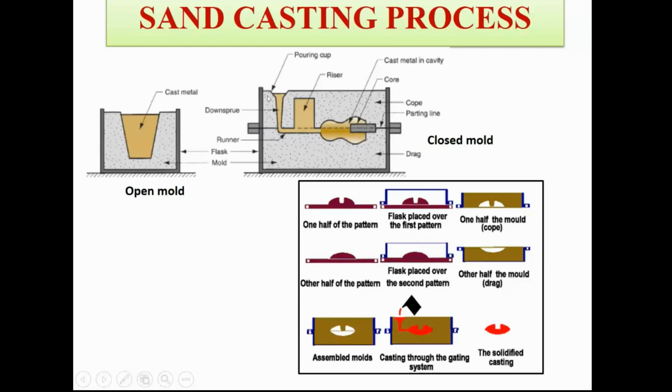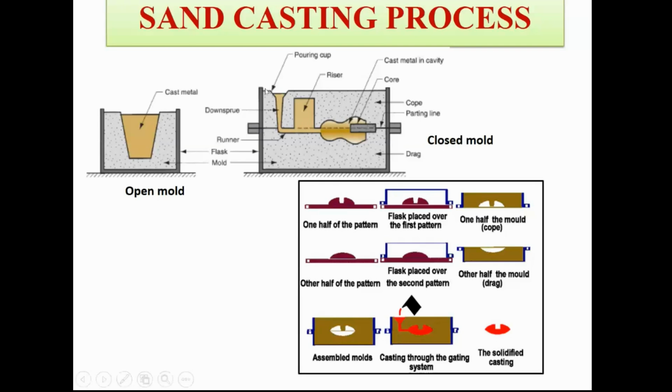Here this whole process is carried out in a flask, which has two parts. One is the cope, which is the upper part of the mold, and the bottom part is known as the drag, and both are properly aligned and mated over each other. Both parts are separated by an imaginary line called the parting line. In both cases, your mold material is made up of sand, clay, and binders.